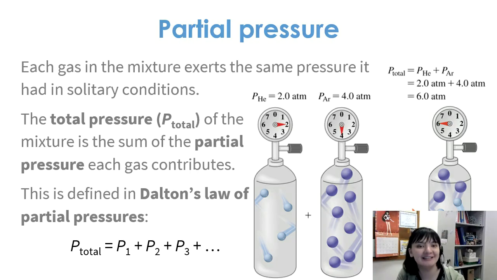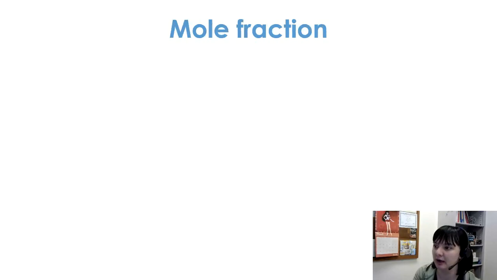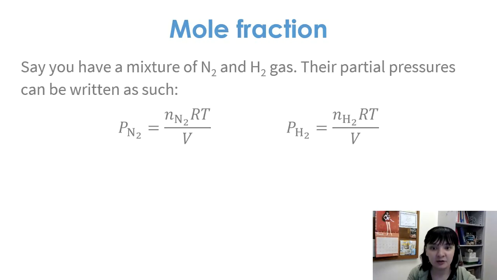You could have infinite gases mixing together, and their partial pressures summed together would equal the total pressure of the mixture. But let's see some other ways that we can describe gas mixtures, not just by their partial pressure, but through some other representations as well. So first, let's consider a mixture of N2 and H2 gas.